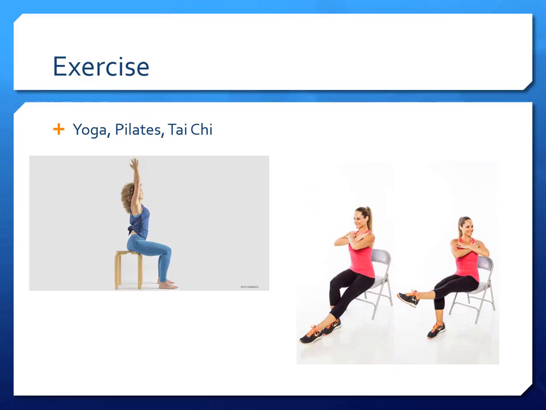Yoga, Pilates, and Tai Chi are other leisure activities you can do at home. These are great ways to improve strength, balance, and flexibility. They can improve energy, metabolism, and cardiovascular health. They are meditative, which can relieve stress and anxiety.